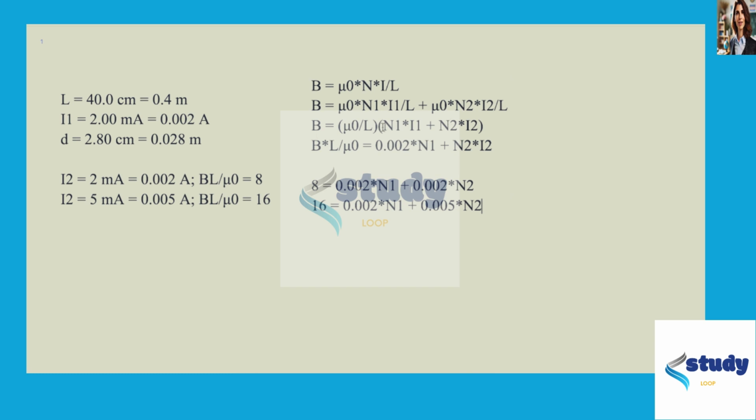So now we have to solve these equations. This is a system of equations with 2 unknowns. And there are a few different ways to solve a system of equations. One would be substitution, but I'm going to use the method of subtraction, where we subtract an entire equation from the other, because we have the same term, 0.002 and n1, in both of these equations.